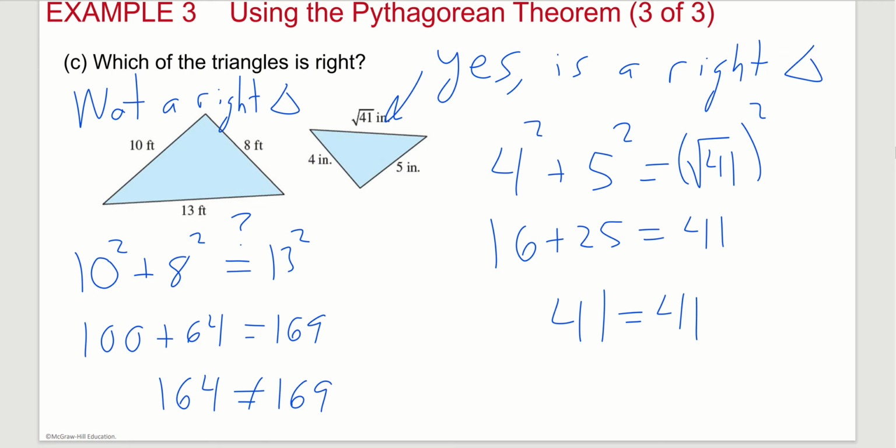So yes, this one would be a right triangle. And the way that we checked it is you do the sum of the squares of the smaller two sides. If that equals the square of the larger side, then it is a right triangle.